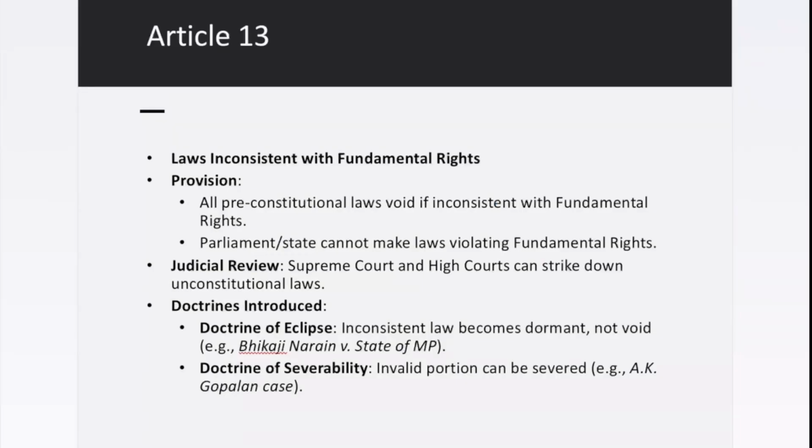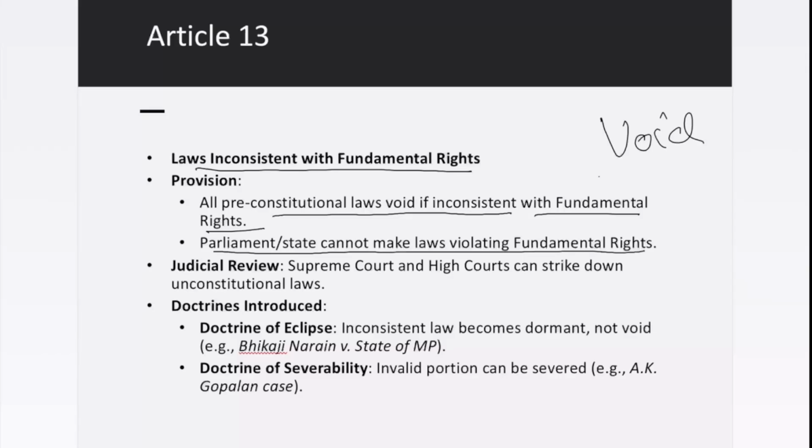Now let us move to Article 13, which talks about law. What are those laws, and should a law conform to some standards to be applicable or legally tenable? It says that any law which is inconsistent with the fundamental rights would not hold valid. All pre-constitutional laws are void if inconsistent with the fundamental rights. Parliament or state cannot make laws which violate fundamental rights. Any law which violates any of the fundamental rights is considered void. What do we mean by void? It is legally not enforceable. It is not legally valid.